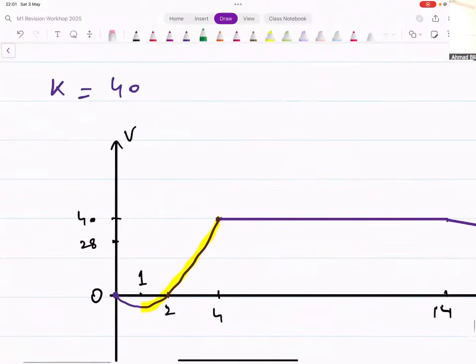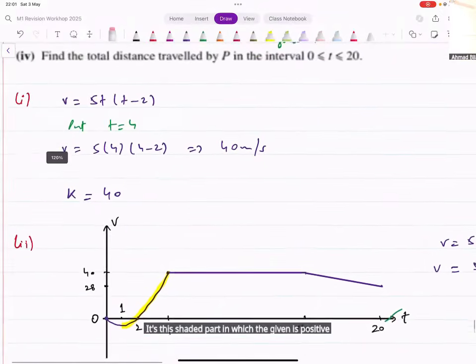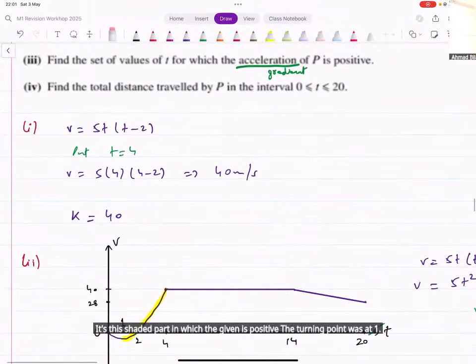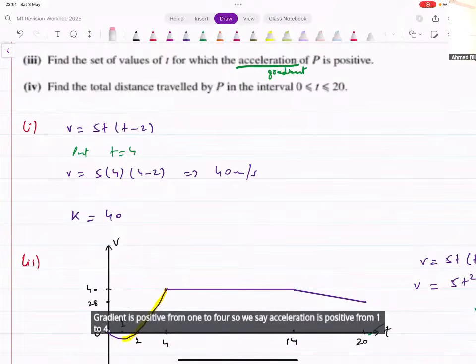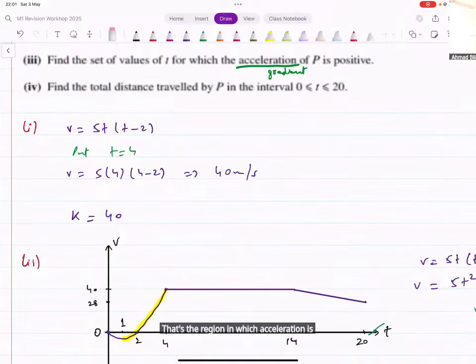It's this shaded part in which the gradient is positive. The turning point was at 1. Gradient is positive from 1 to 4. So we say acceleration is positive from 1 to 4. That's the region in which acceleration is positive, from 1 to 4. Okay. You could also do that.